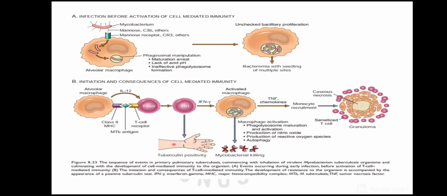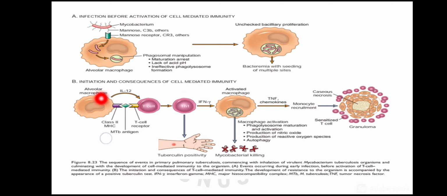So this is the first response in an unsensitized, unexposed individual, which is summarized in this picture, which I have taken from the Robbins. So this is the early phase. The bacteria binds to the macrophage through the receptors MBL and CR3, and there will be lack of phagolysosome formation, because of which the bacteria will replicate.